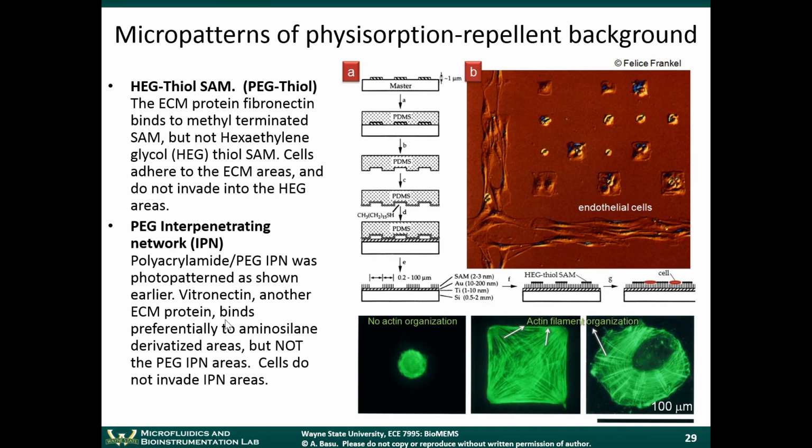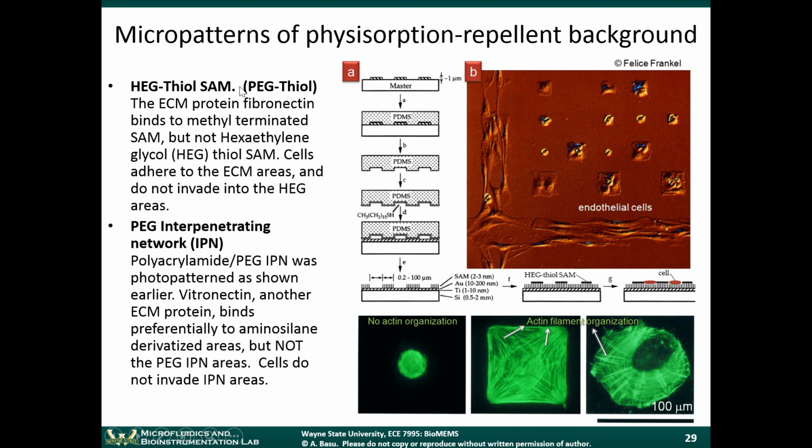So we have these two chemistries. How do you then pattern them? Okay, we would like to have, like in a culture, some areas where the cells attach and some areas where they don't. So how do we pattern these physisorption repellent layers? This shows some examples of that. This is a famous paper, so I think it's worth it to spend some time on this one.